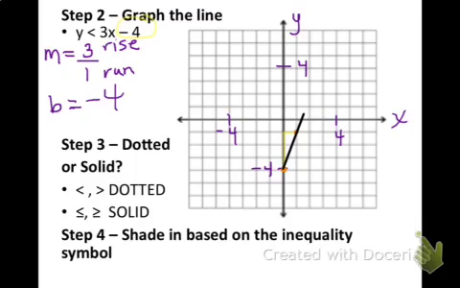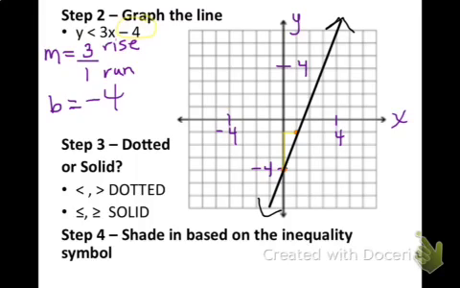So I graph my line, and of course I always need arrows to show. I'll make that line a little bit longer this time. There we go. That's a little better. So now I'm done with step 2.